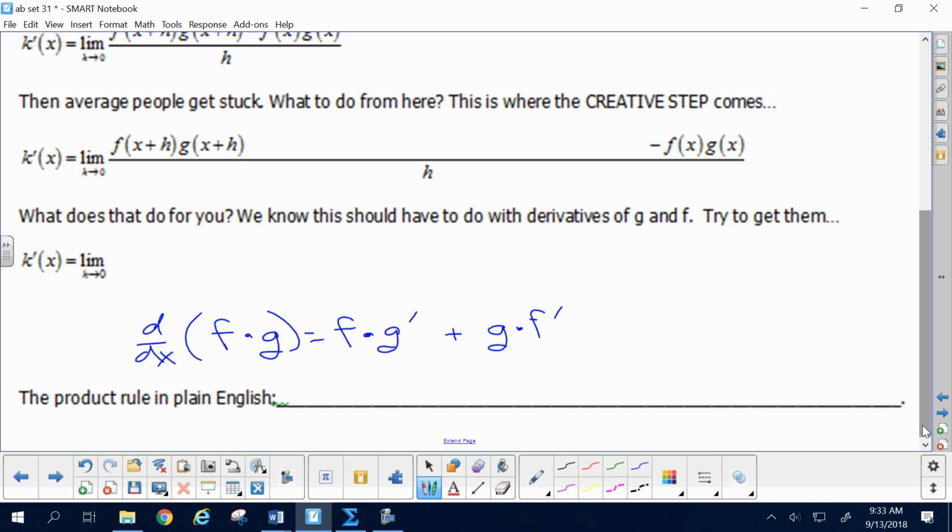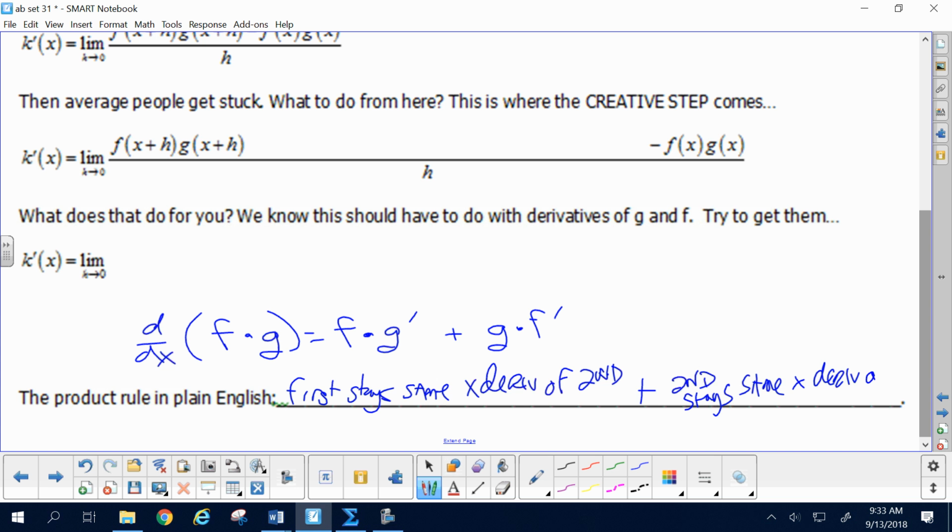All right, so the product rule in plain old English is first stays the same times the derivative of the second, plus second stays the same times the derivative of the first. Pretty easy rule to apply. We'll go to the back side and we'll play around with it and practice it some, and I think you'll do just fine. The proof of it is the hardest part for sure, that I'm bypassing.